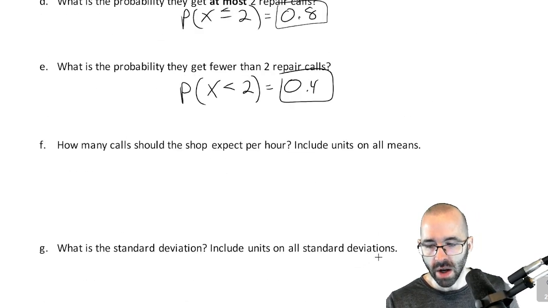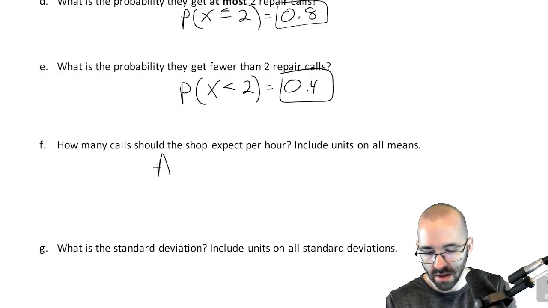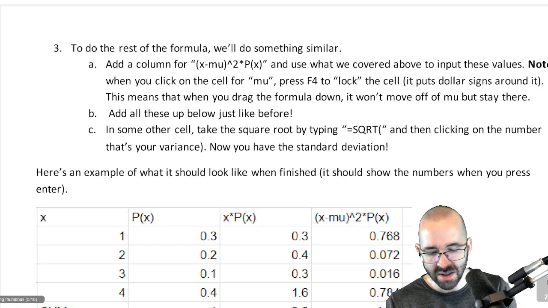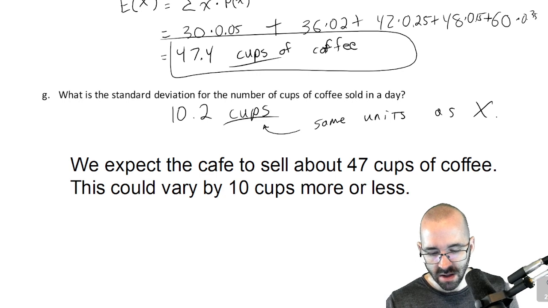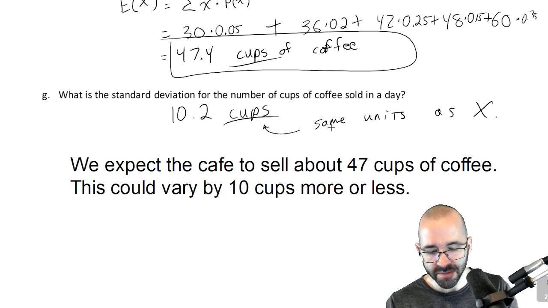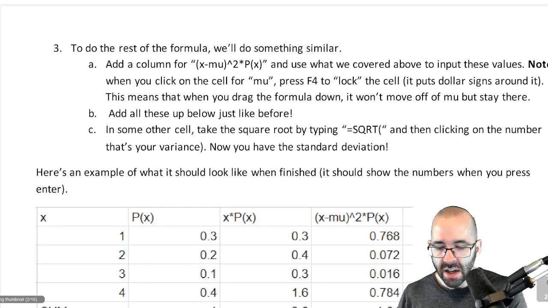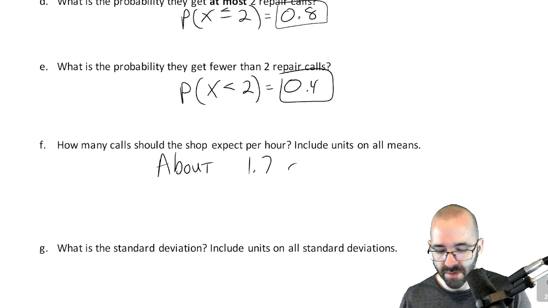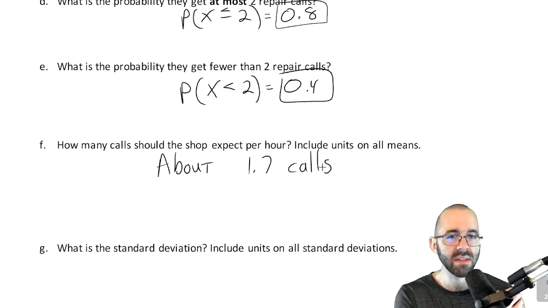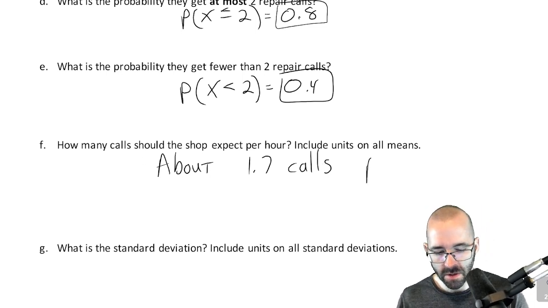All right, so the expected value is about 1.7. About 1.7, include units. What does that mean? Well, the units of means and standard deviations are always going to be the same units as X. If X is the number of calls, we expect about 1.7 calls in an hour. Closer to 2, but there we go.